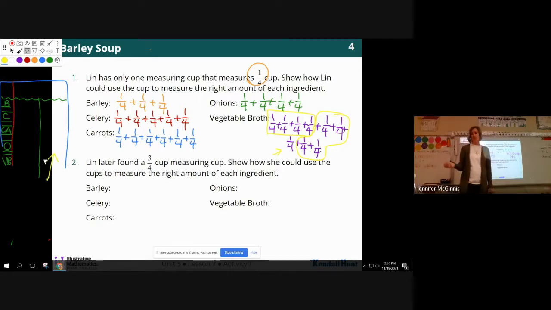Now you're on this side of your page of the line that you drew. You're going to go to the other side of the line that you drew, and on that side, we're going to talk now. Lynn found a 3/4 cup measuring cup. So now she has a 3/4 cup and a 1/4 cup. What can she do for barley now that she has a 3/4 cup?